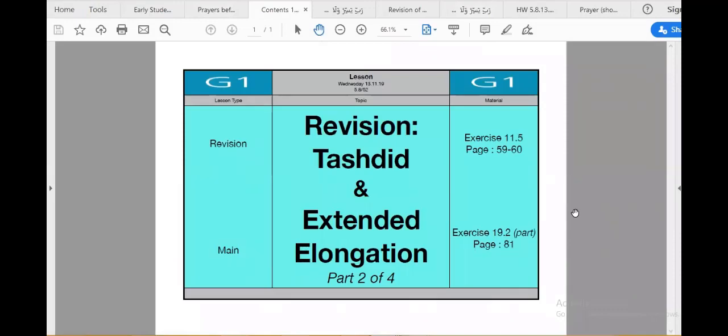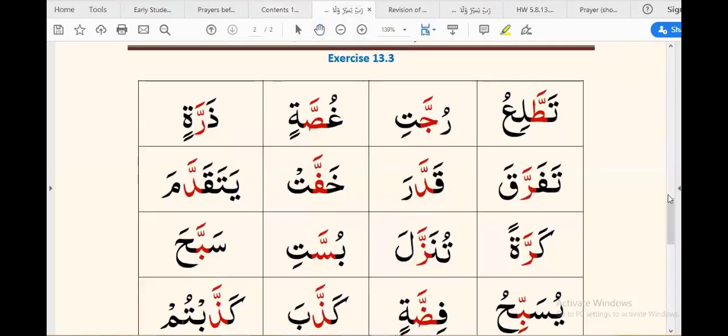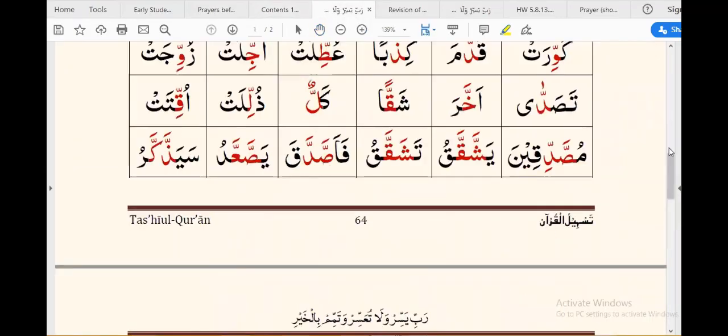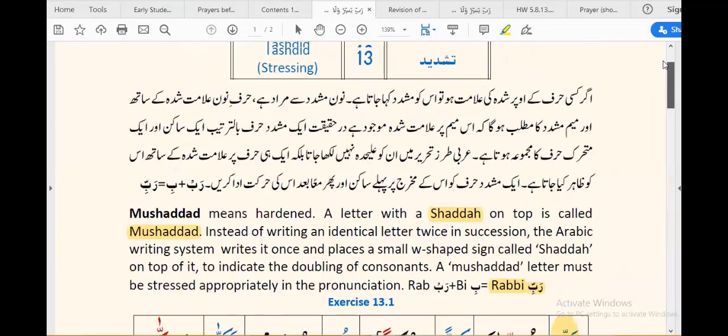So in today's class, we will be revising and also continuing on from yesterday's class, where you learned about a new rule of extended elongation. The rule we will be revising today will be on Tashdid, and we will also be carrying on from yesterday's class on extended elongation.